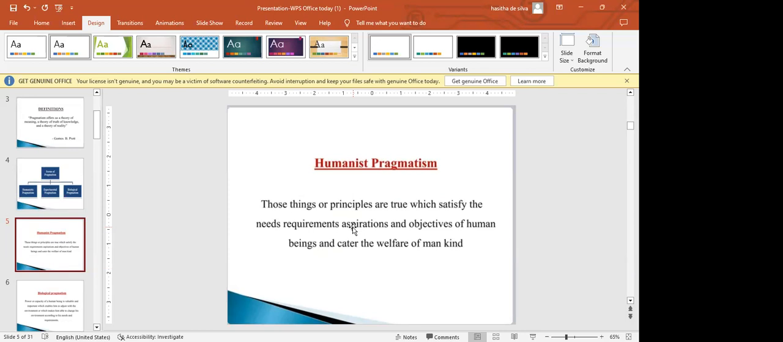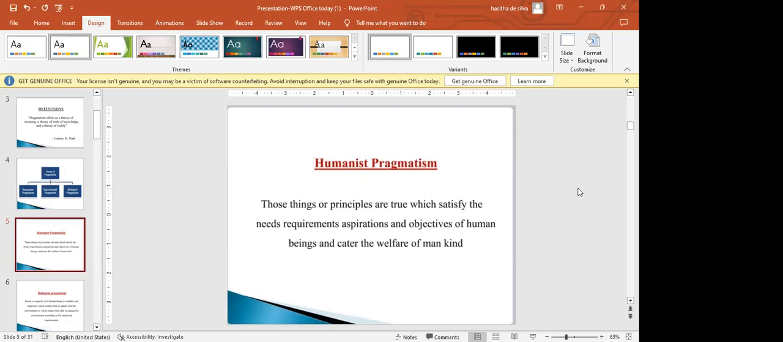Those things or principles are true which satisfy the needs, requirements, aspirations, and objectives of human beings, and cater to the welfare of mankind. Okay, this humanistic pragmatism caters to the welfare of human beings and the welfare of mankind. Humanistic pragmatism combines elements of humanism and pragmatism, integrating their key principles and ideas. It is an approach that emphasizes both the human experiences and the practical consequences of beliefs and actions.